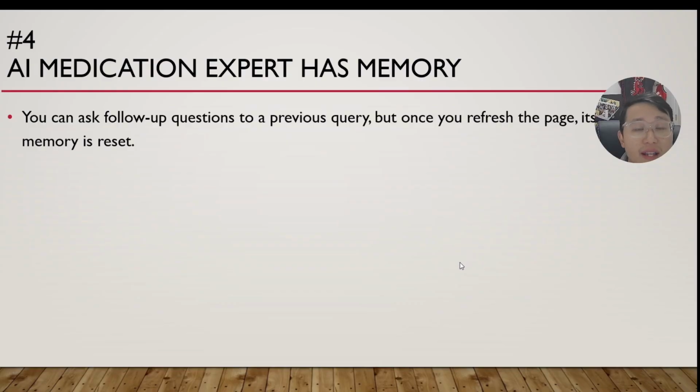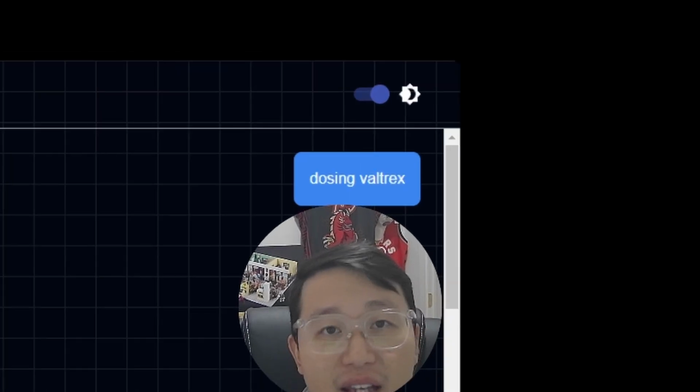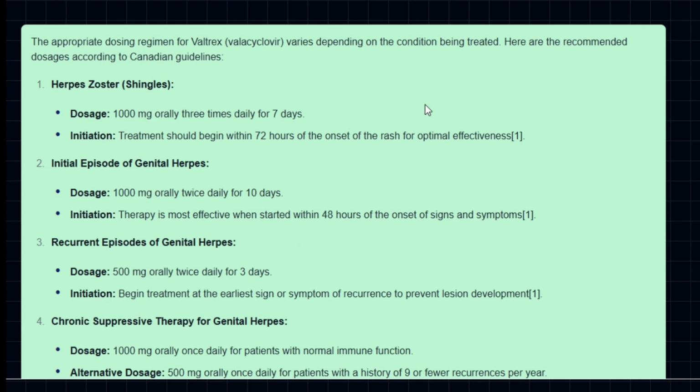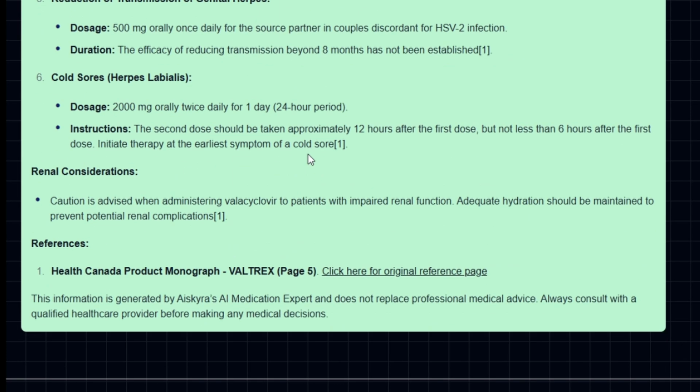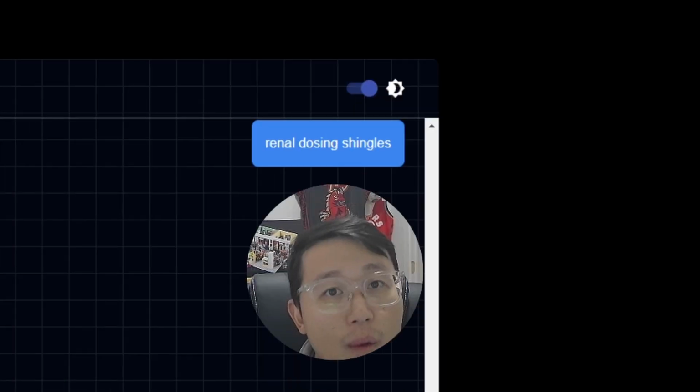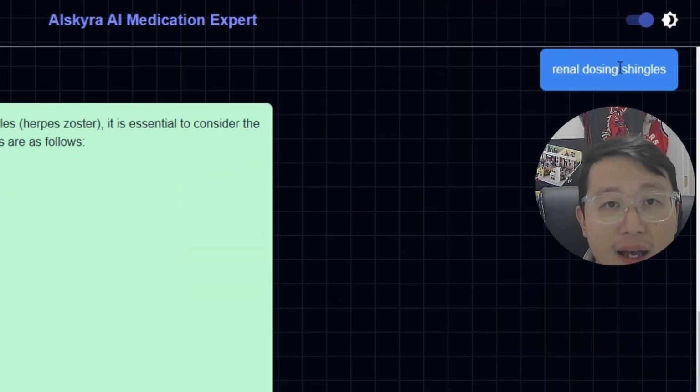Tip number 4, the AI medication expert has memory, so you can ask a follow-up question within the same window. In this example, I've asked the AI dosing Valtrex, and the AI has given me information related to Valtrex dosing for a variety of different conditions, such as herpes zoster, genital herpes, cold sores, which were taken from the product monograph for valacyclovir.